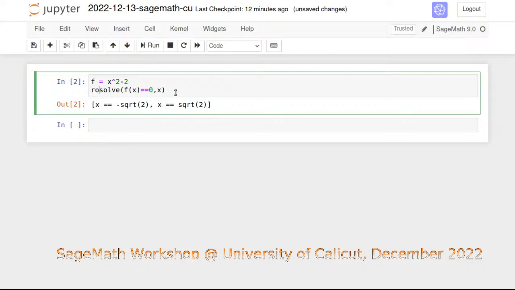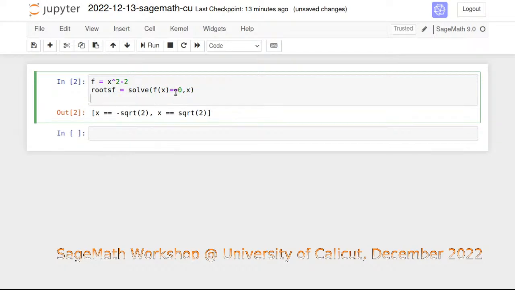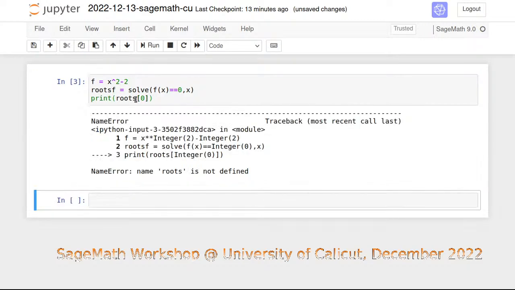Let us call it roots f, suppose that I am giving this name and saving the roots to this. If I ask for roots f, this is the 0th element in the list, and this is the 1st element in the list. So if I ask to print roots f 0, I should get the first root.